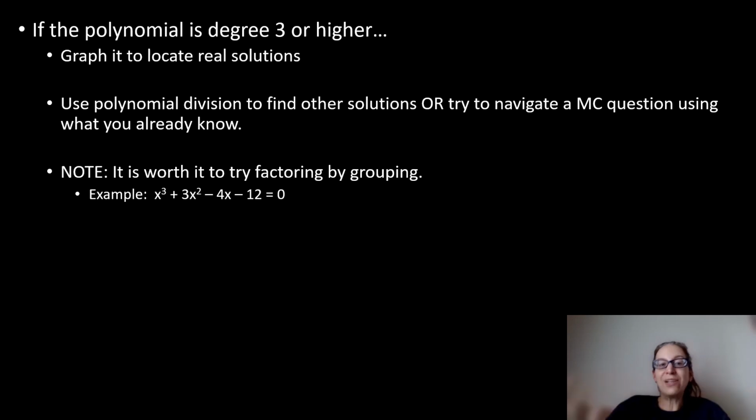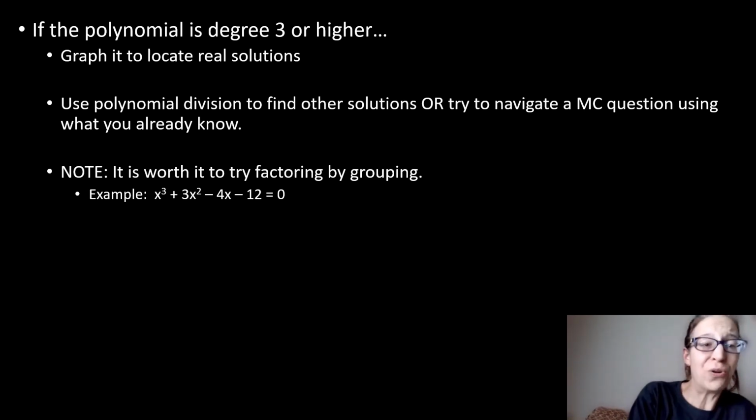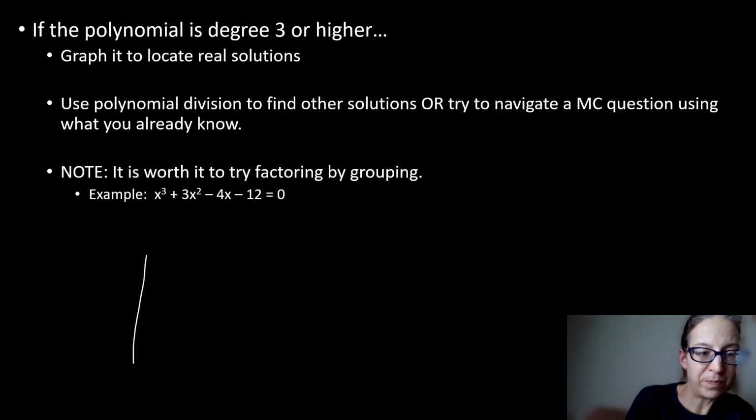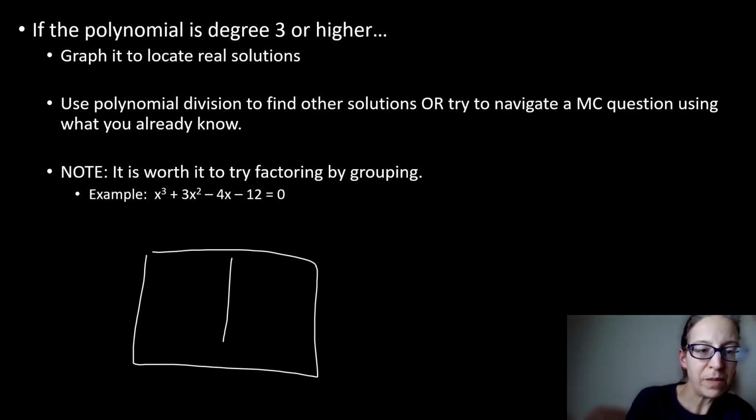Now, note, it is worth trying some other things. It might be worth it to try factoring by grouping. If you see it and think, I think I could factor that, go for it. A lot of times it's going to be factorable. So if you tried this one, oh, I don't really like the purple. Let's change that up. There we go. I like that better. So we have x to the third, 3x squared.